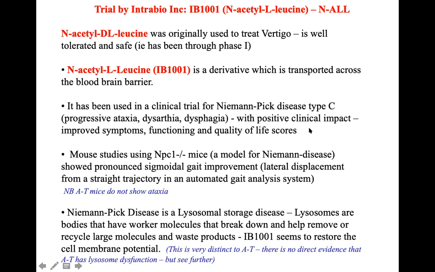And this has been used in a clinical trial for something called Niemann-Pick disease type C. This disorder has progressive ataxia, dysarthria, dysphagia, and it had a positive clinical impact with improved symptoms and quality of life scores. There's also a mouse model for this disorder called NPC1 mice. And in those mouse studies, the mice show what's called sigmoidal gait problems, and there was improvement in that. That's basically their ability to walk in a straight line.